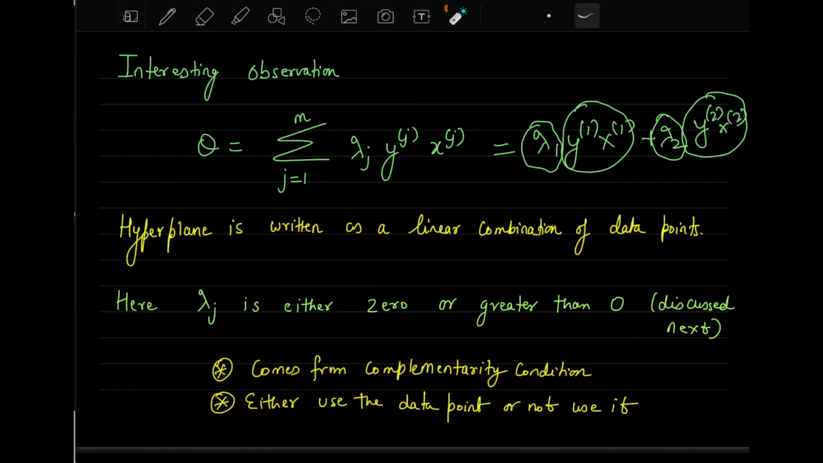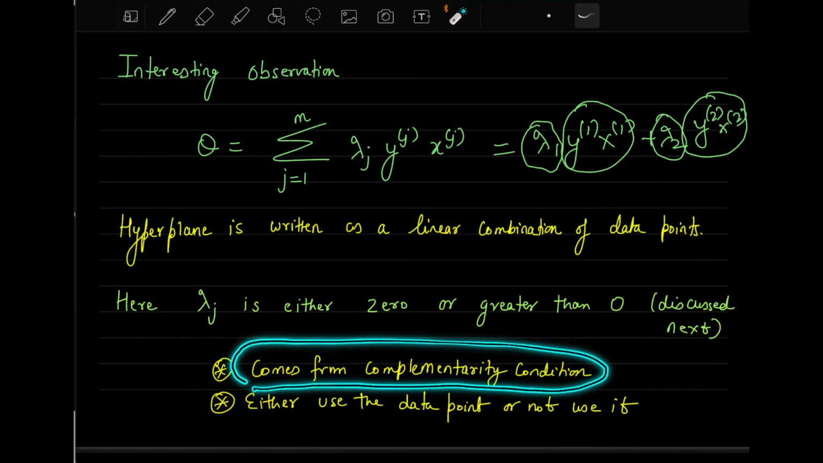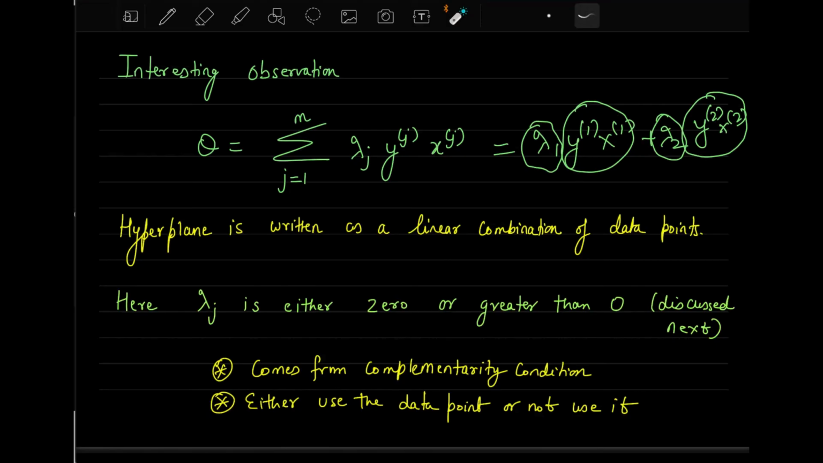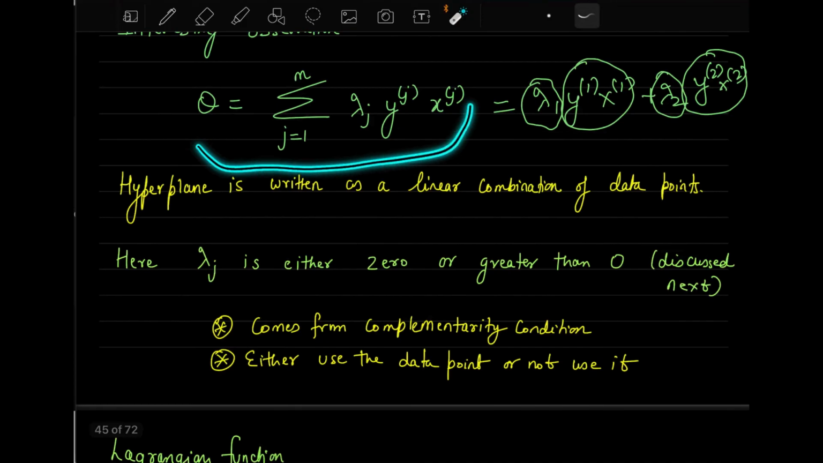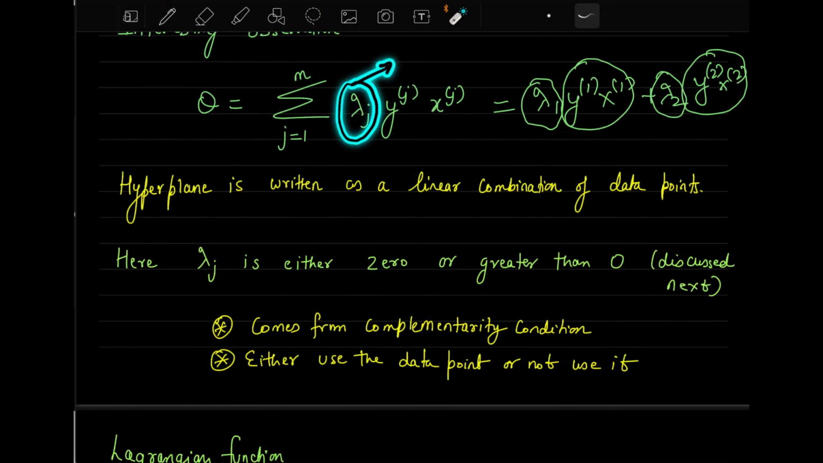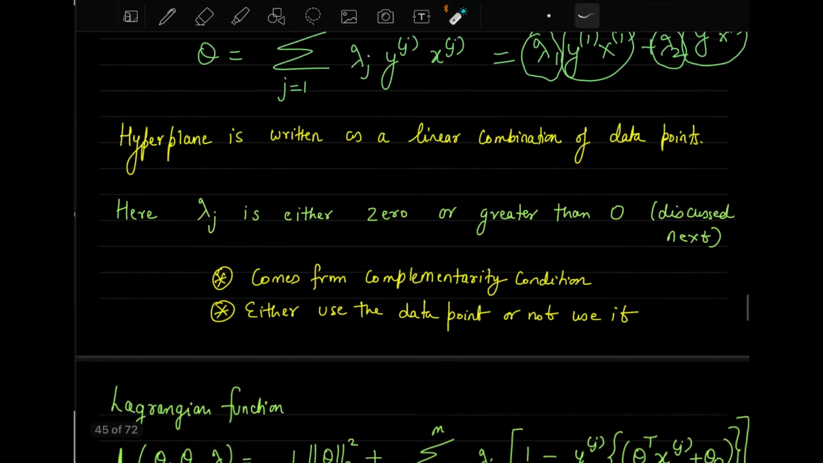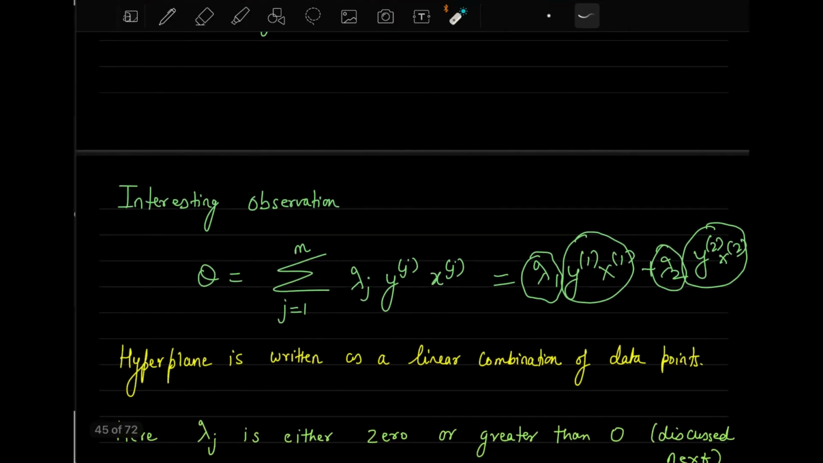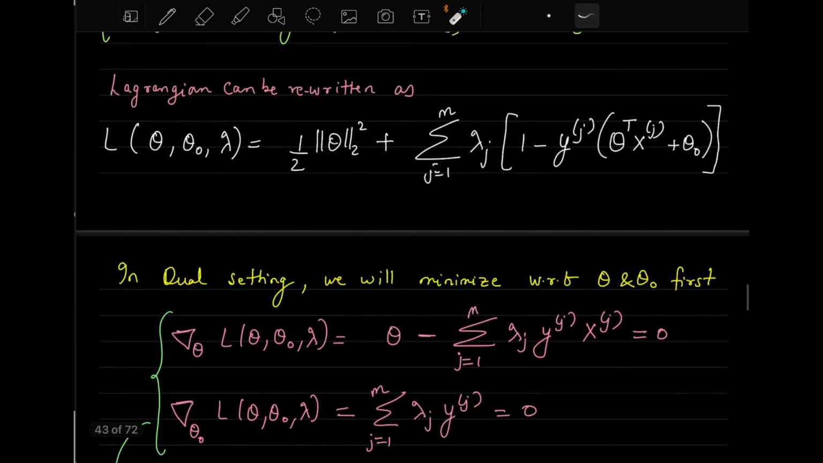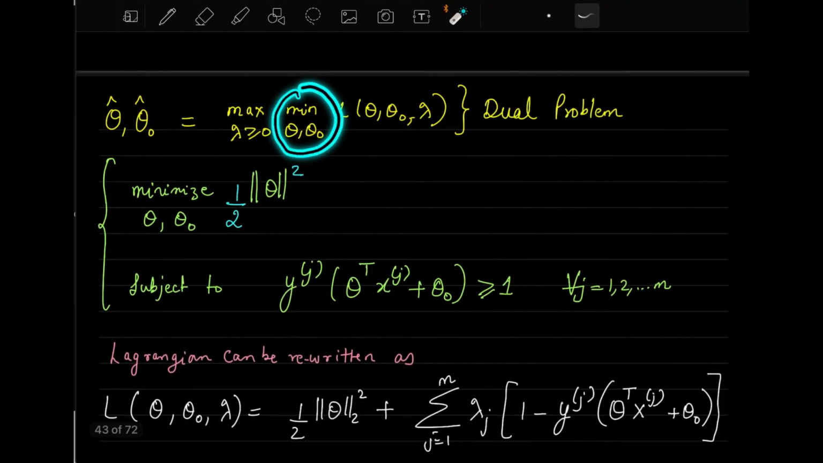You also note that it comes from the complementary condition that we discussed. So the important thing is, now we want to understand this particular thing further. The values of lambda will be either 0 or greater than 0. So keep this in mind. Now we have calculated this value of theta, and we want to substitute it back into the lambda. As you can see here, this is what we have calculated. Now we have to substitute it back.